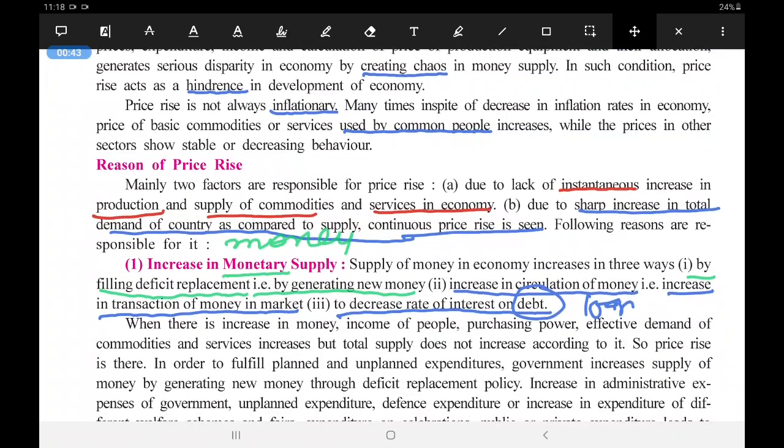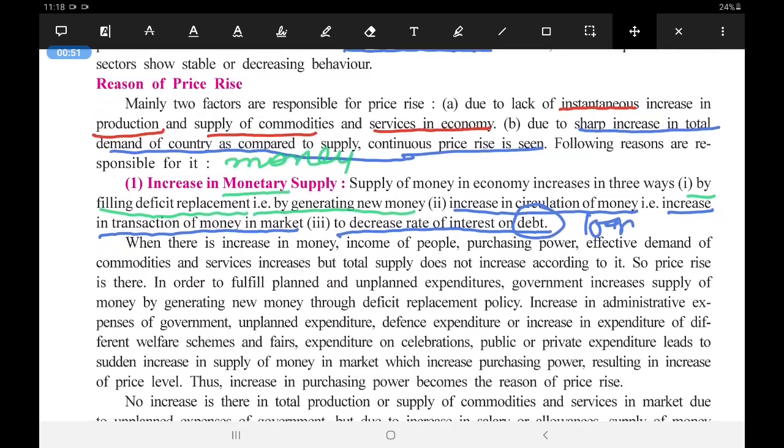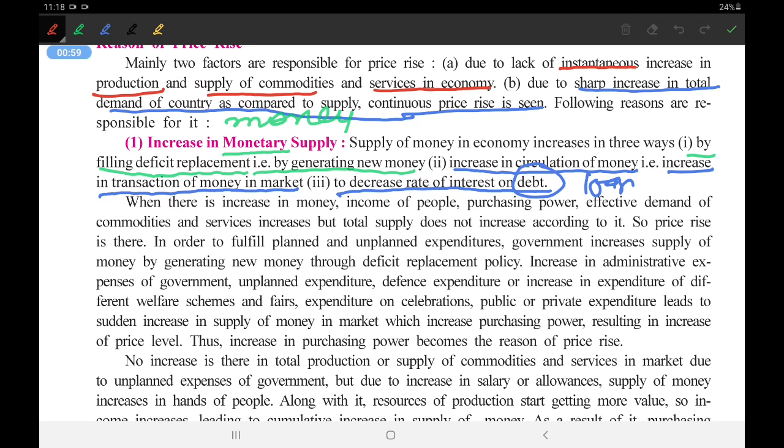And we were seeing the reasons of price rise. What are the main reasons of price rise that we were seeing here, right? So we started with the first reason of price rise, that is increase in the monetary supply. So we'll start further. When there is increasing money, income of people, purchasing power, effective demands of commodity and services increase. Now when there is more money in the market, what will happen?